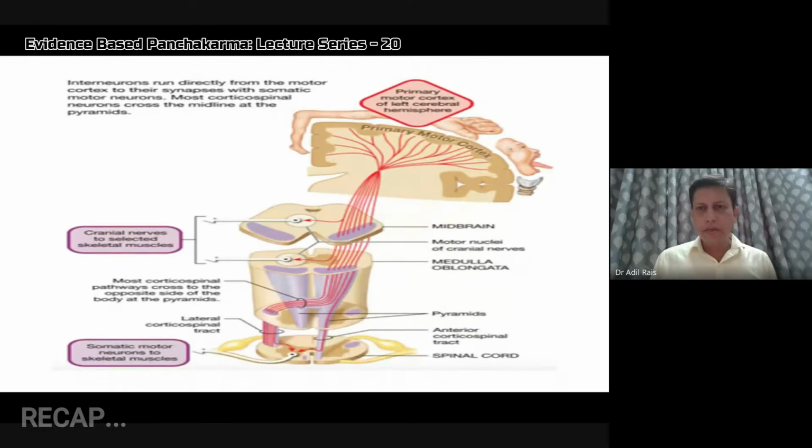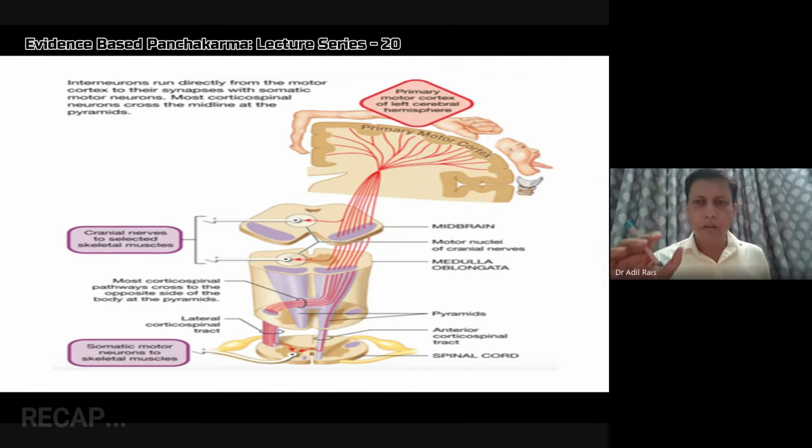Now, this is the basic structure of a primary motor cortex. The primary motor cortex lies in the precentral gyrus structure of the frontal lobe. It relays commands for the skeletal muscles to operate in an effective manner to control various voluntary muscles.